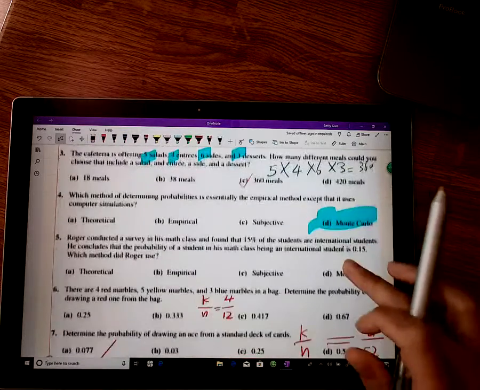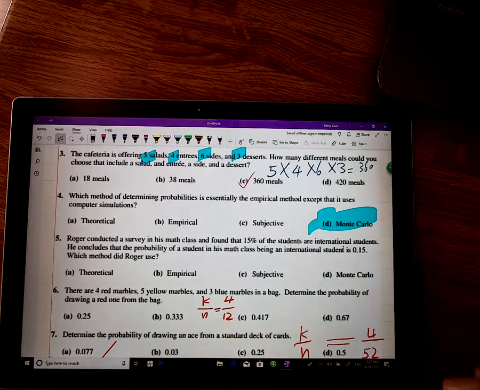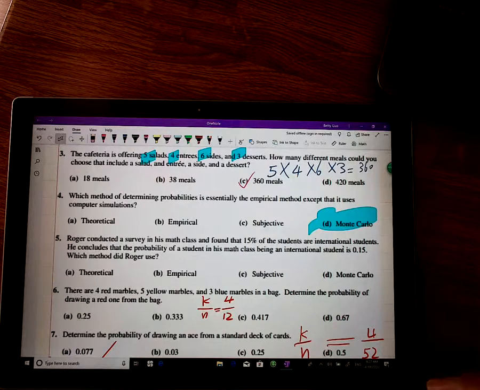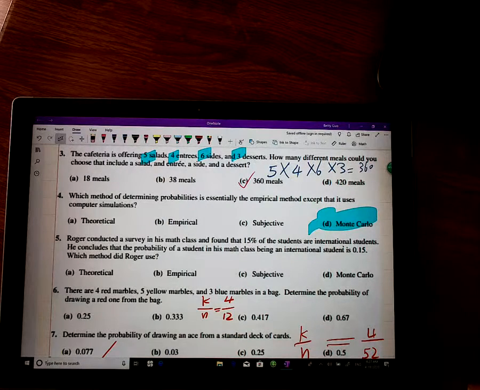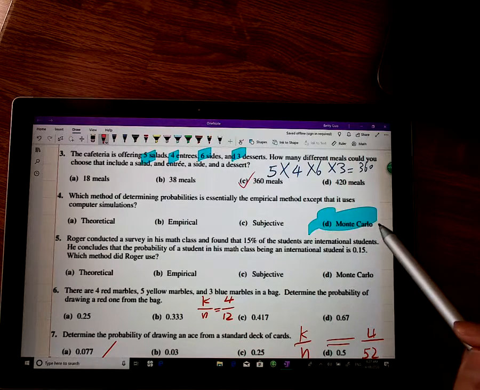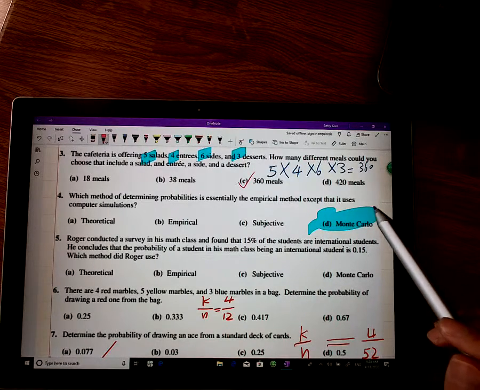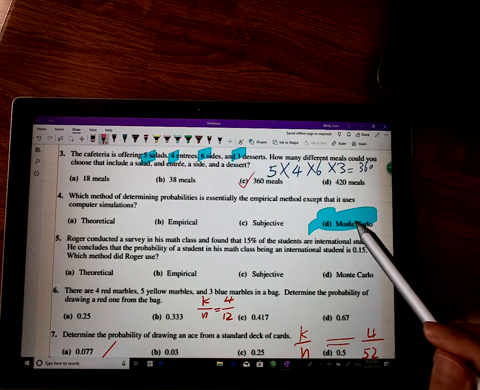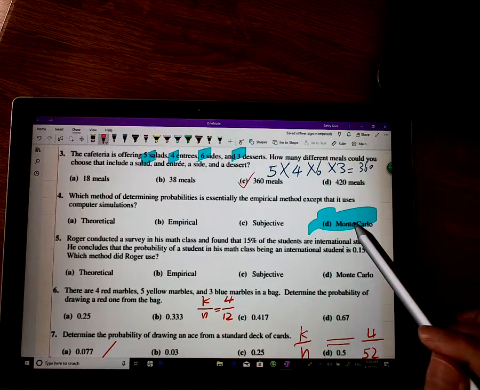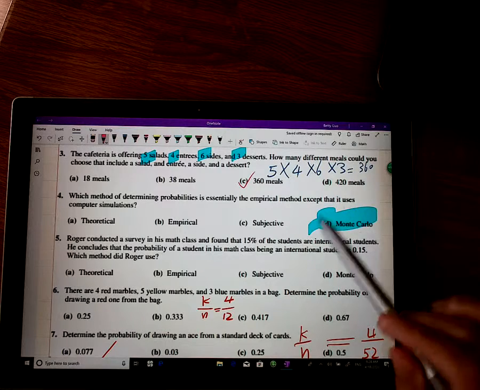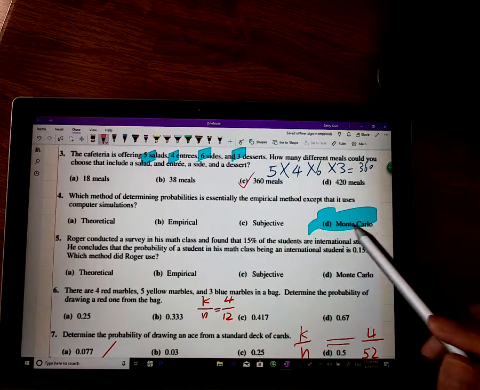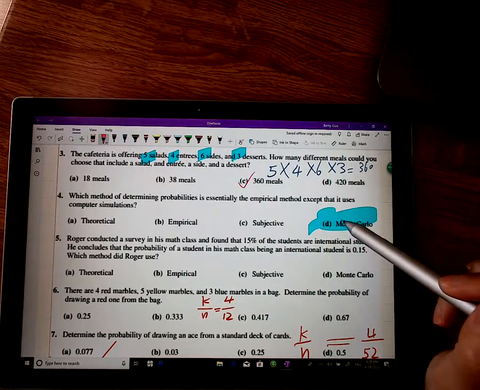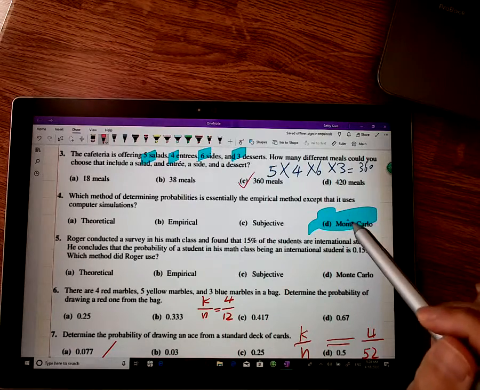Number 4, which method of determining probabilities is essentially the empirical method, except that it uses computer simulations? It is D. We don't really talk about Monte Carlo, but it is an important method in probability. You can figure this out if you are interested by Wikipedia, but this is not very important in this course though.